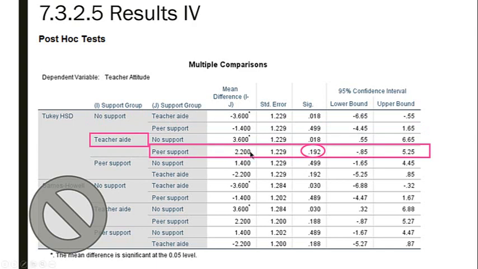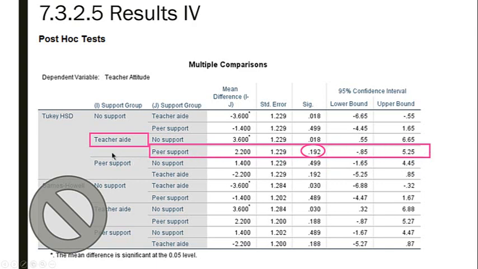The mean difference there is a little bit bigger than no support versus peer support. So the teacher aid mean was 2.2 higher than the peer support mean. But again, not statistically significant. So that p-value is greater than 0.05, and the 95% confidence interval includes 0.